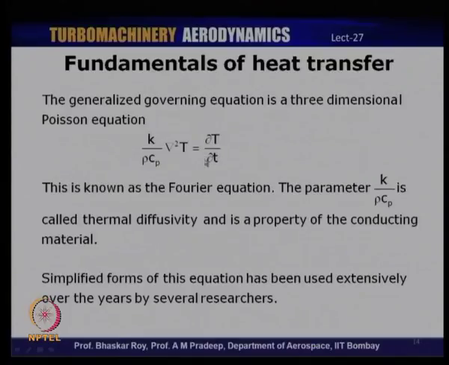So, there is a transient temperature term here, the temperature tensor here, and the parameter that you see here, that is k by rho C p, is known as thermal diffusivity, which is again a property of the conducting material. So, this is basically known as the Fourier equation, of course, the generalized version of the Fourier equation.